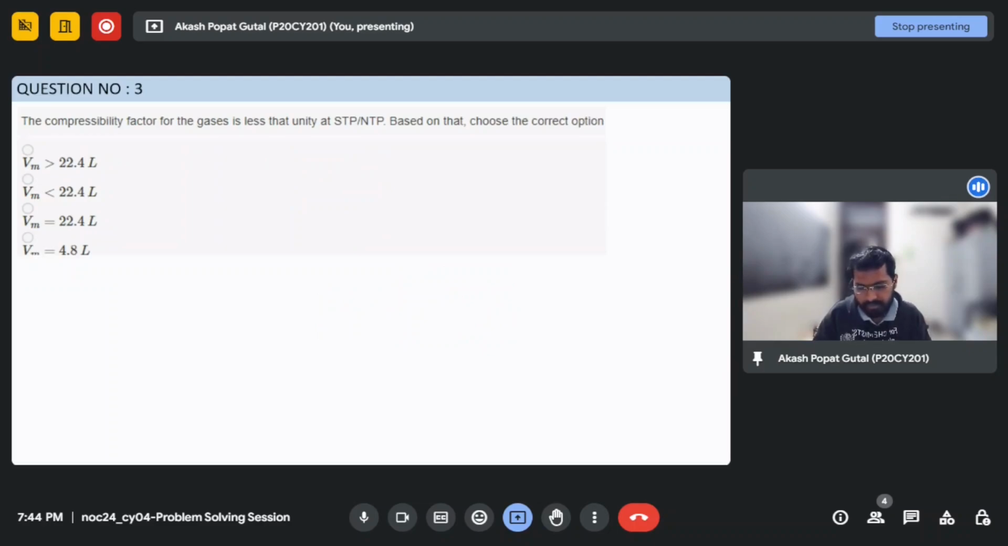So the next question is, the compressibility factor for the gases is less than unity at STP and NTP. Based on that, choose the correct option. So we are given that the compressibility factor for the gases is less than unity. So we have Z is less than 1. For your information, Z is PV by RT. So it is less than unity at standard temperature and pressure, or normal temperature and pressure. Based on that, choose the correct option.